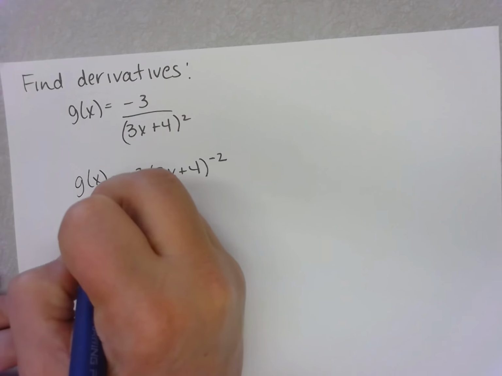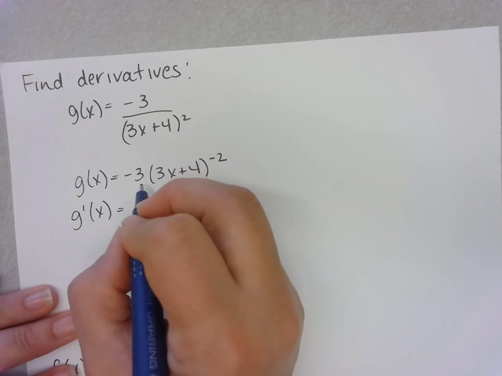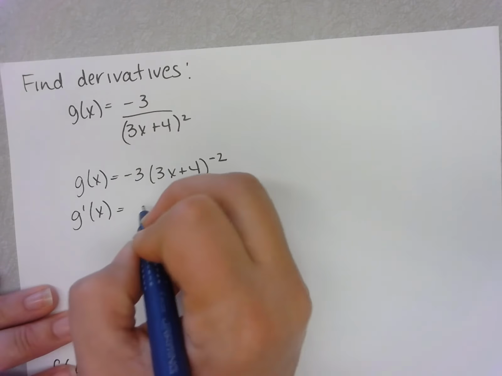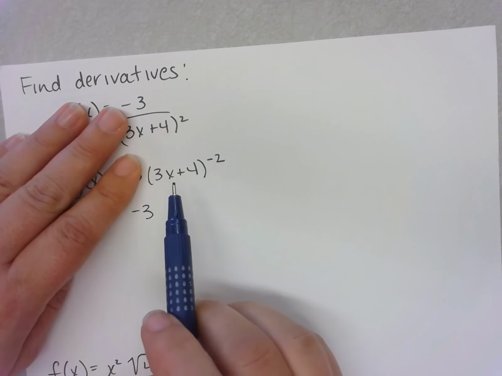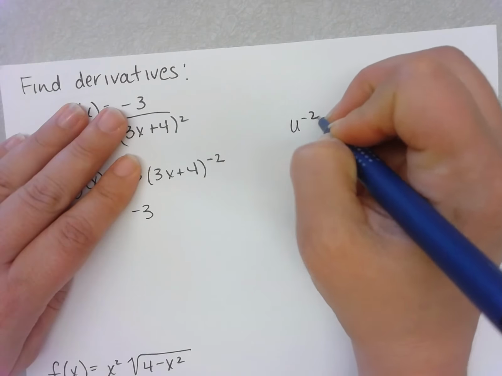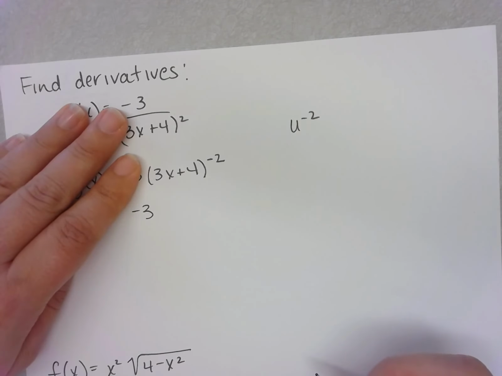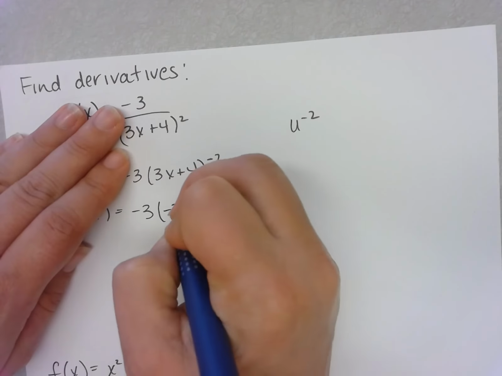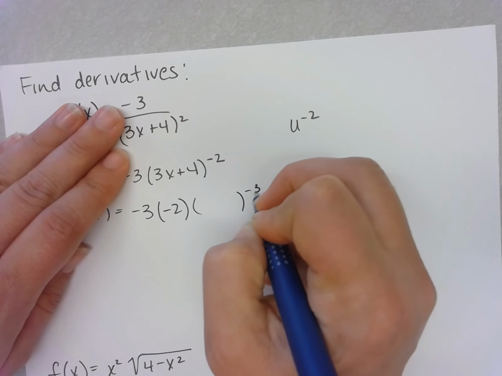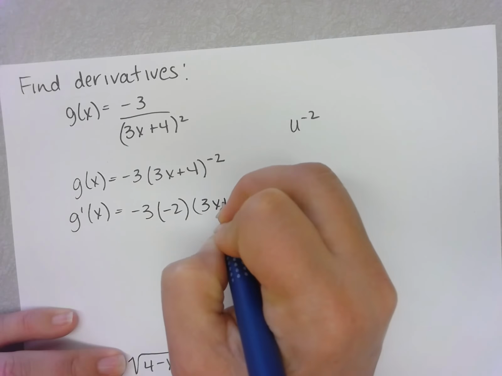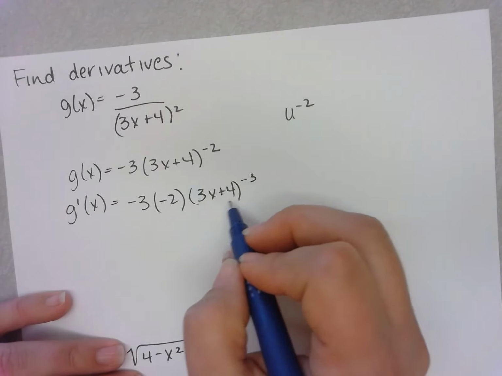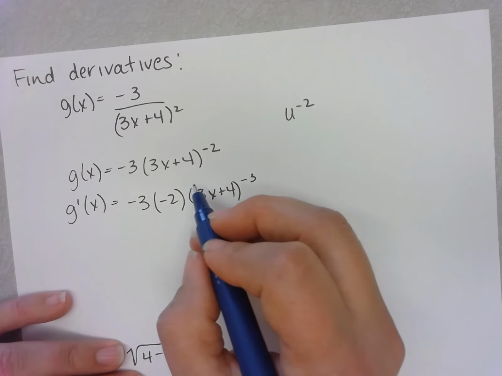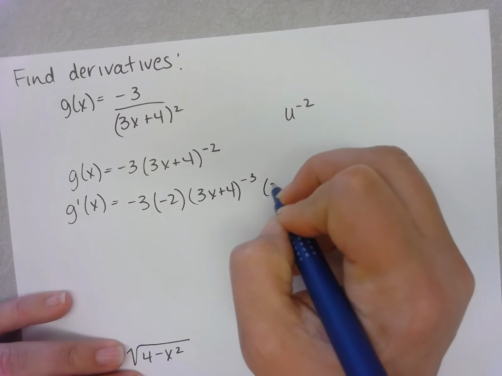So g prime of x will be, this time I have the -3 as just a constant, so it just sits there, and now I'm going to deal with this. This is like u to the -2, and the derivative of u to the -2 would be -2 u to the -3. So this will be times -2, then here's my u to the -3, and this does not change inside. Now, one last thing: I have to do the derivative of my inner function, and so my derivative here is just 3.